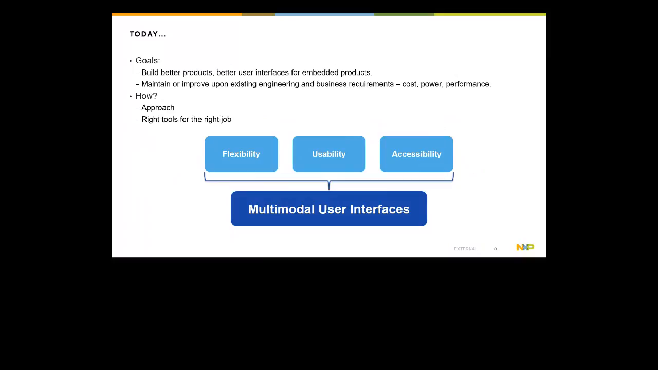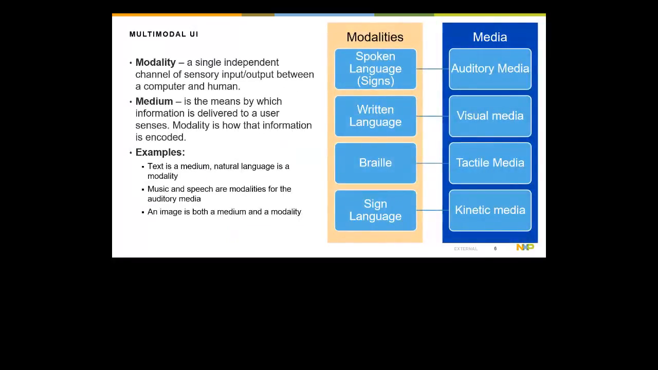So to get a little bit more into the concept of multimodal UIs before we get into the right tools, let's define a few key terms. In terms of multimodal UIs, we have to look at one, modalities, and two, mediums or media. We can think of modalities as a single independent channel, not only of sensory input and output between, in this case, a computing device and a human, but really the focus of how certain information is encoded.